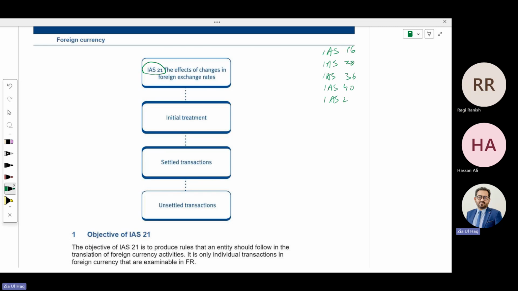We have covered IAS 23, borrowing costs. IAS 38, intangibles, we have covered. IAS 41, agriculture. IAS 8, changes in accounting policy, estimates and prior period errors. IAS 2, inventories. And we have covered IFRS 16, leases.